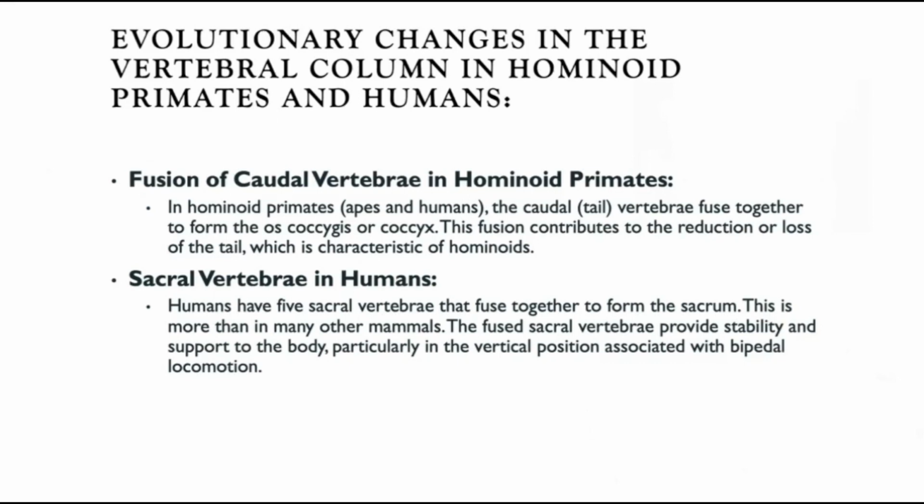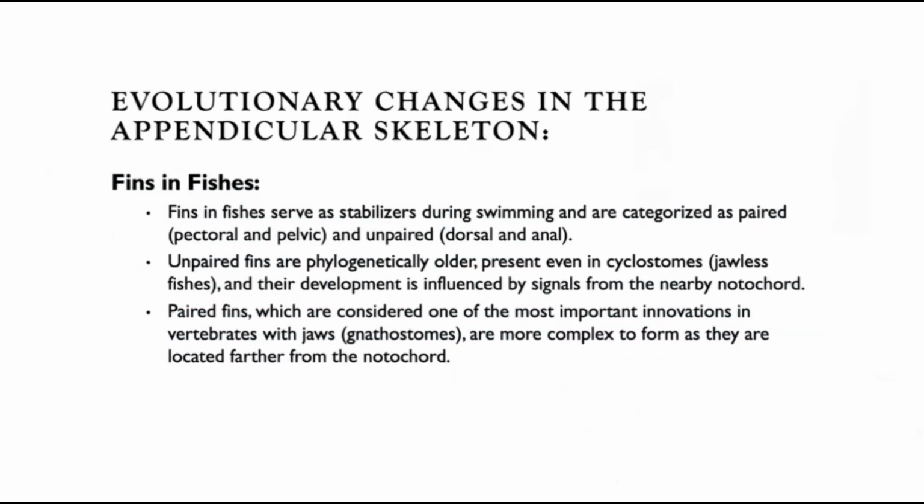Humans have 5 sacral vertebrae that fuse together to form the sacrum. This is more than in many other animals, and these sacral vertebrae provide stability and support to the body, specifically if we're standing in a vertical position where we are bipedal. So humans are bipedal, meaning of course we stand upright and walk on our 2 legs, rather than being quadrupedal, which means walking on all 4s. If we were walking on all 4s, the need for the 5 sacral vertebrae fusing together would not really be there. But it is now because a lot of our weight and force goes onto our legs. So we need that extra support.